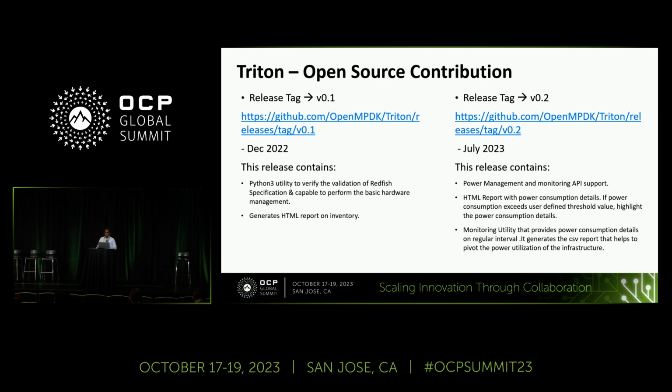The first release we did last year, in December 2022, where we just added all the Redfish API URLs and got the inventory of most of your hardware components and tried to generate the HTML report, which I had shown in the validation report previously. The last release we had in July, where we basically targeted power management and monitoring APIs. It creates the HTML report for your threshold, and it even gives the Excel report for your utilization over a period, so that you can build more and more graphs or insights out of it.